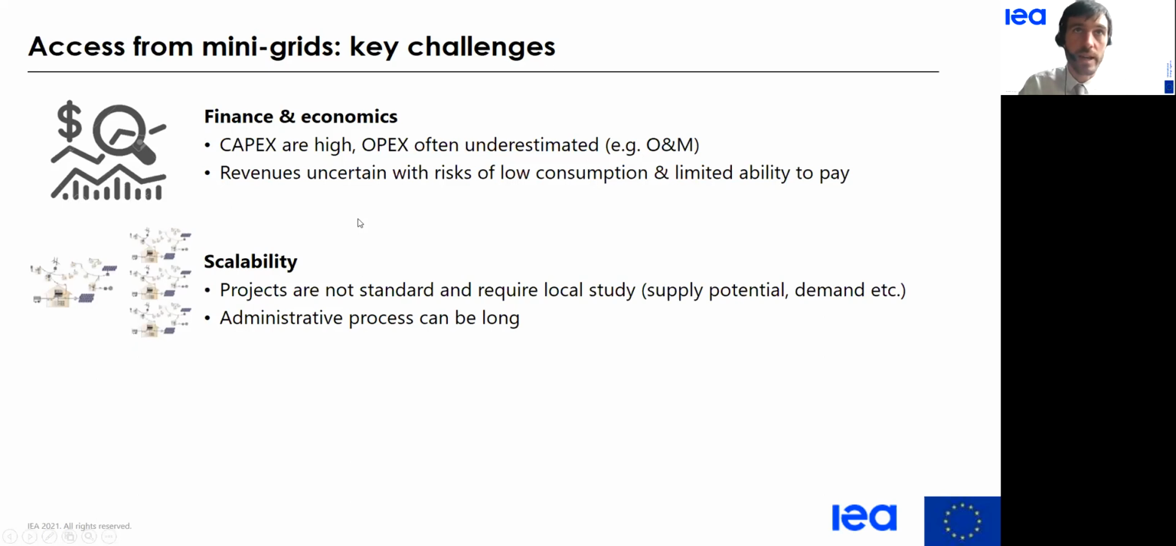Then there is a question on scalability, because each mini-grid site is specific. There is no standard project. You need to study what the potential supply is based on local resources. Is there a small river? Is there a wind potential? What is the solar irradiance, etc.? On the demand side, you also need to estimate what demand will be to make sure that you size your project correctly. And for each site, you might have some administrative process that can be long, or some challenges to really develop this small infrastructure.